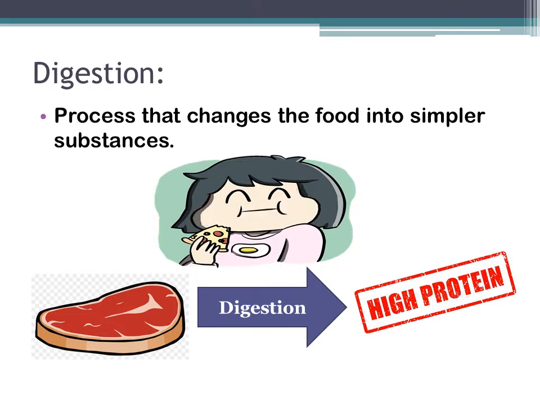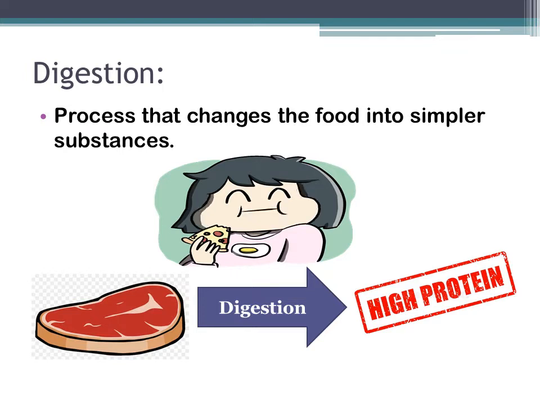For example, when we eat a piece of meat, a digestion process occurs to the piece of meat. So the piece of meat changes into its simpler substances, which is protein. A piece of meat by digestion process changes into proteins, which is the simpler substances of meat.